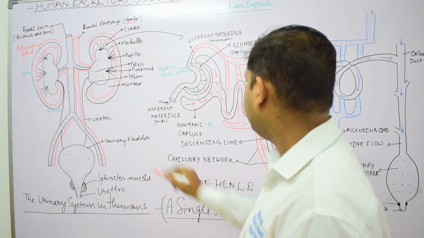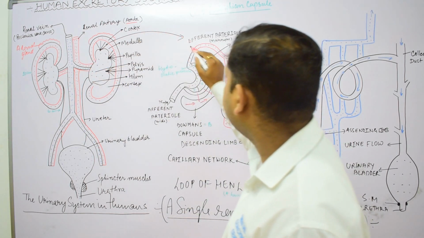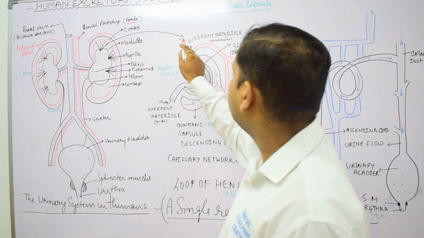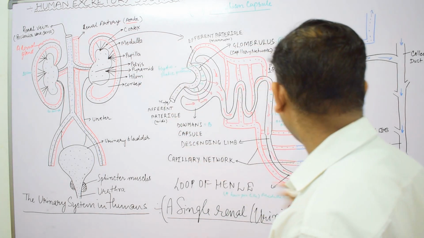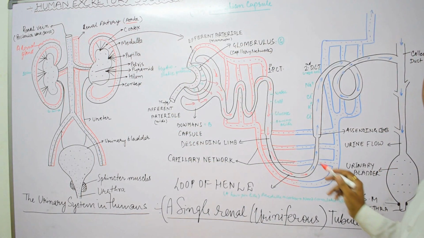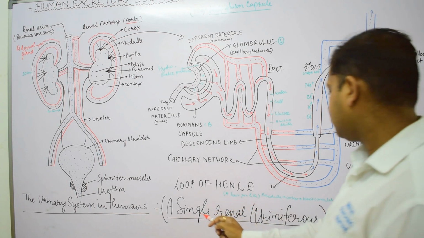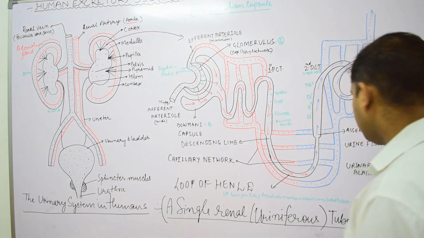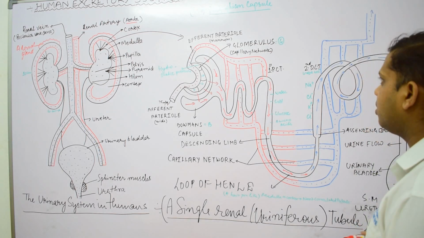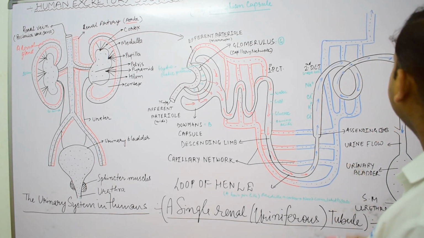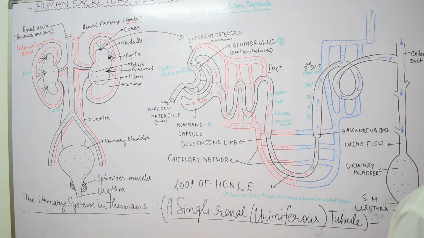When we make an enlarged diagram, as I indicated by an arrow, the enlarged diagram is made here. This is a diagram of a nephron, which is also known as the unit of a kidney. This is a single renal uriniferous tubule, also known as a nephron. Now, in this, what will we understand? We will understand the internal structure of the kidney.